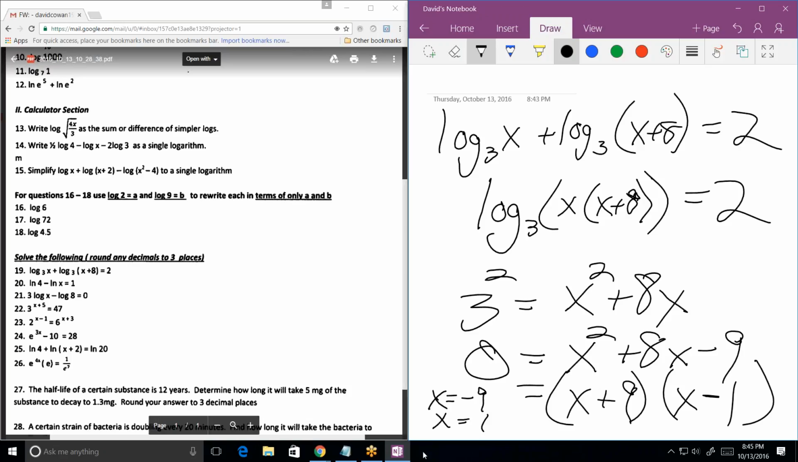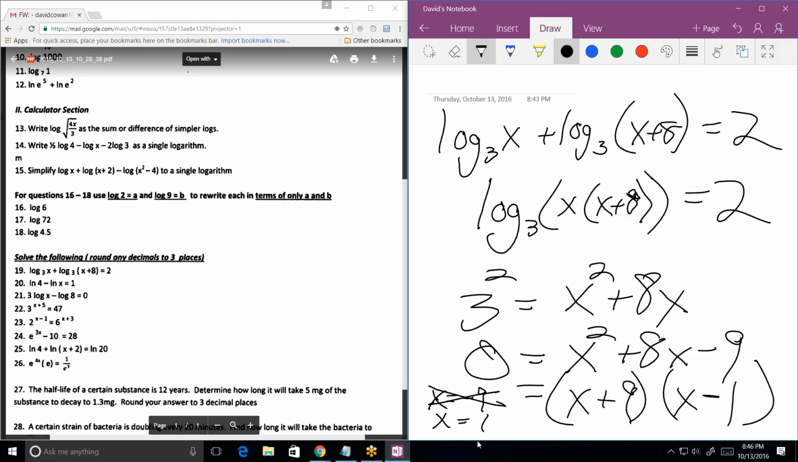Now, here's the thing about log equations. They almost always produce an extraneous answer, an answer that's no good because it violates the domain. Do either of these violate the domain? Negative 9. Yes, you cannot take logs of 0 or negative numbers. The 1 is fine, but the negative 9, so that's not a solution.